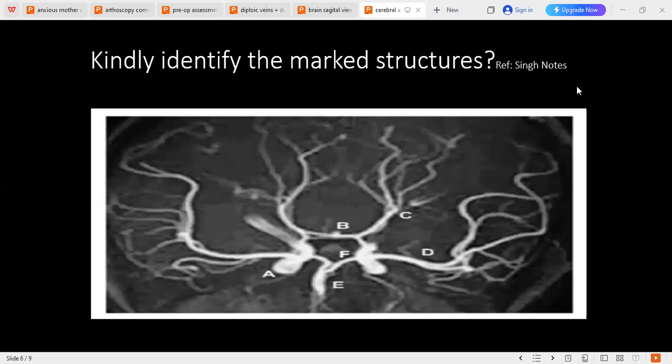Circle of Willis showing all the basilar vessels. This is both the vertebral system and here the internal carotid. Vertebral artery and internal carotid. So A is internal carotid here.